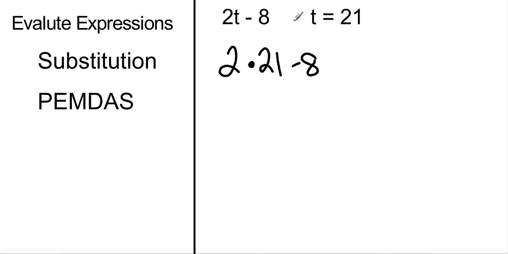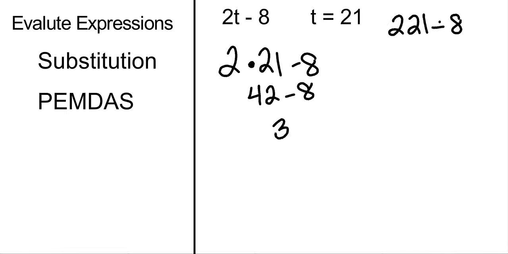I want to look at this again because a lot of kids get this confused and they say, well, 2 and then I put in 21, so I had 221 minus 8. We have to remember it's 2 times because the number and a letter next to each other means multiplication, which gives me 42 minus 8. 42 minus 8 would then be 34.